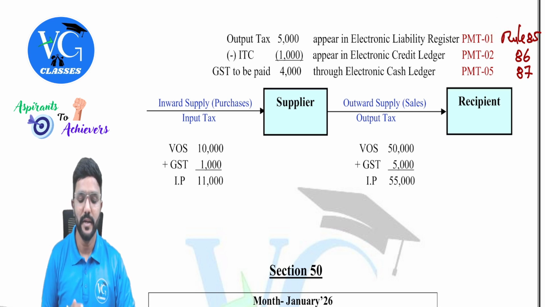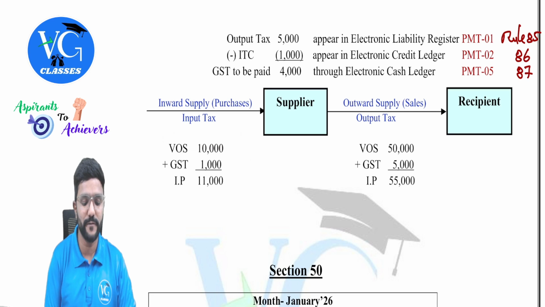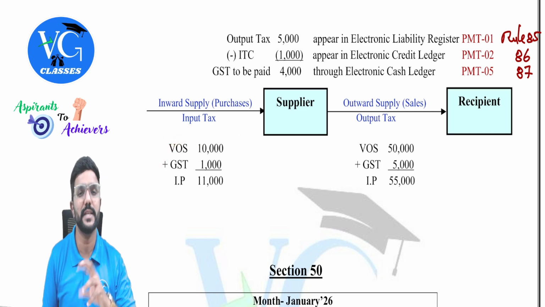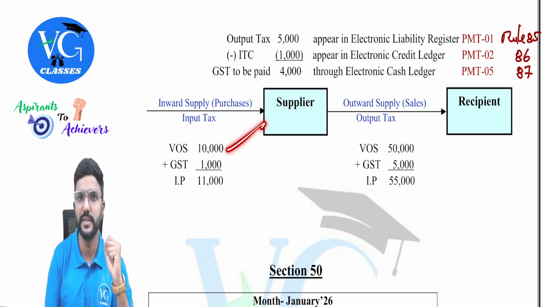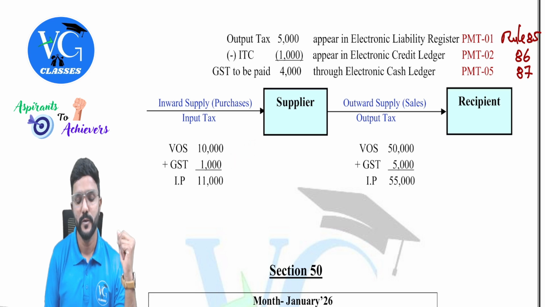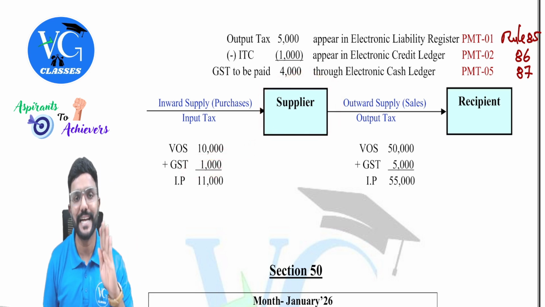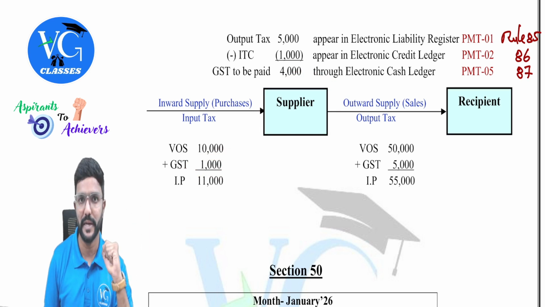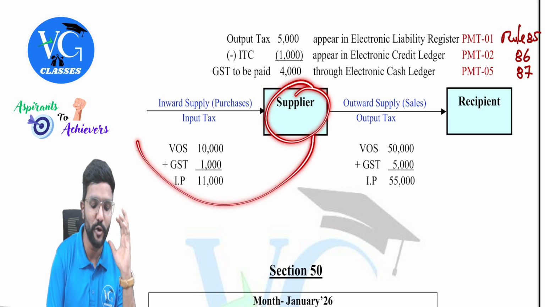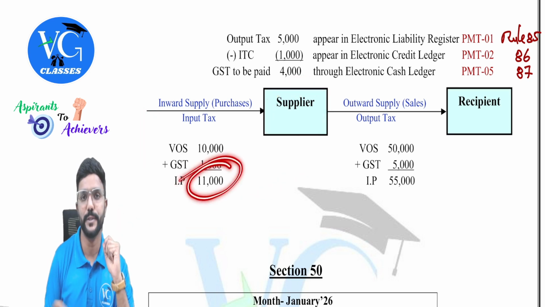Then assume an inward supply. He is also taking an inward supply. The value of supply on that inward supply, which is nothing but the value of purchase, is 10,000, on which GST charged by the supplier is 1,000. So for this registered person, it is called input tax, the tax which he has paid on his inward supply. So totally this person has paid 11,000 to his suppliers for his inward supply.